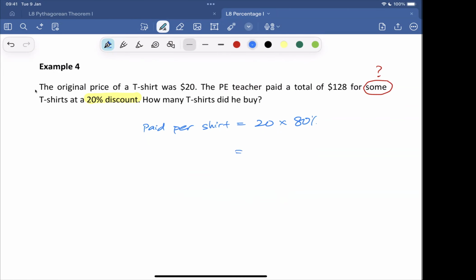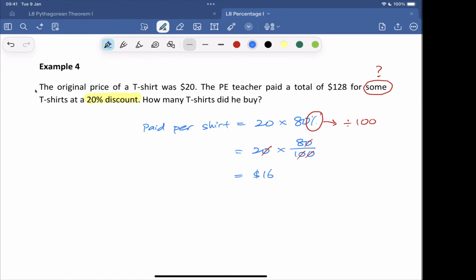Now, how do you multiply by a percentage? What is the meaning of percentage? Divide by 100. Yes, divide by 100. So 80 divided by how much? 100. Ta-da! Now you get a fraction, right? So what do I do to all the zeros? Cancel out. Cancel, cancel, cancel, and cancel. What's the answer? 16. Correct. He paid $16 for each shirt.